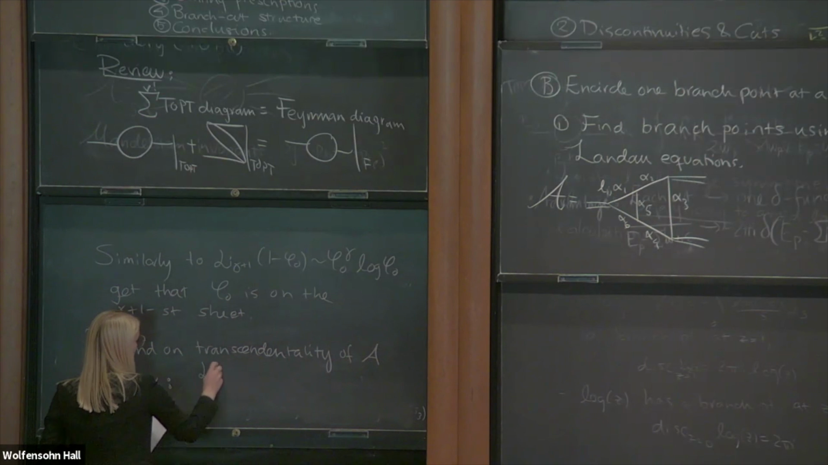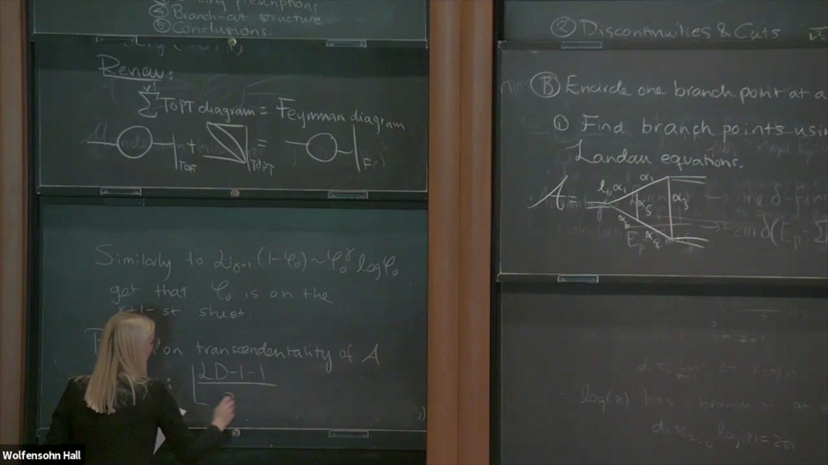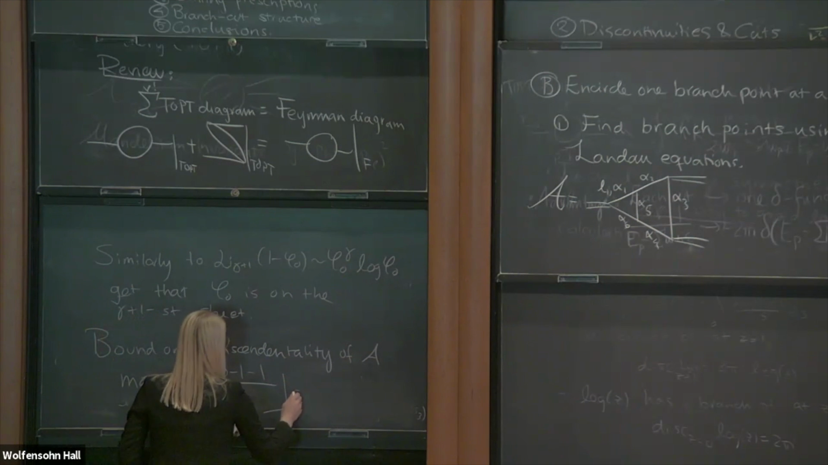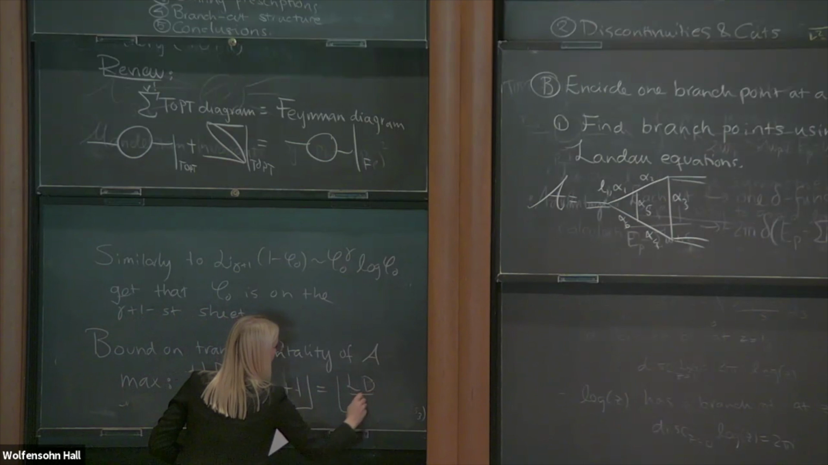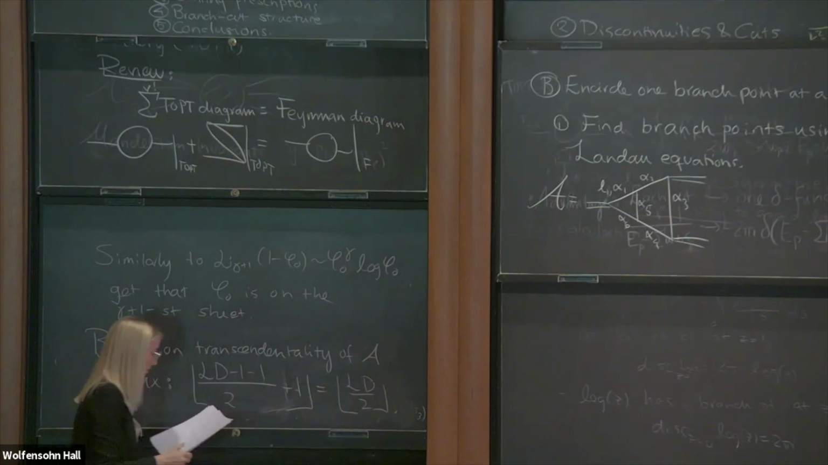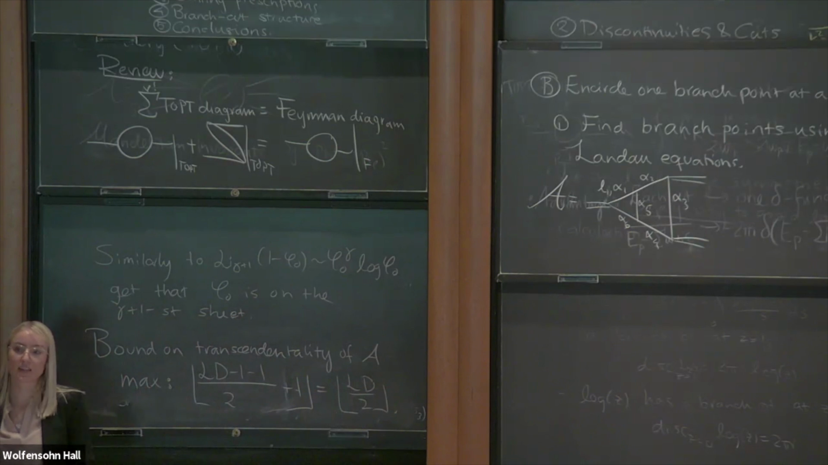So the maximum is (LD minus 1) over 2 plus 1, which is the floor function of LD over 2. So this is a bound that's actually used in n equals 4, or conjectured and used in n equals 4. Here we have a proof of it, but again, we require all the particles to be massive in our diagram.